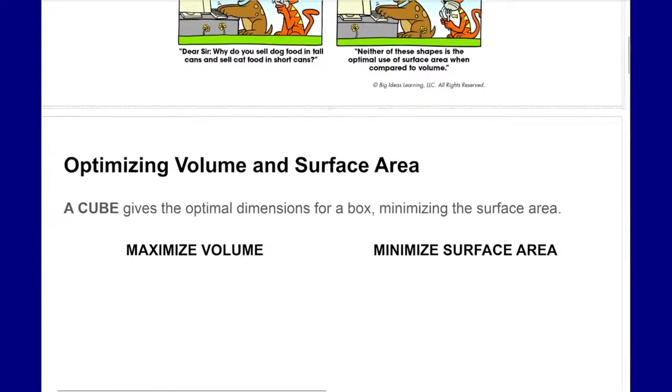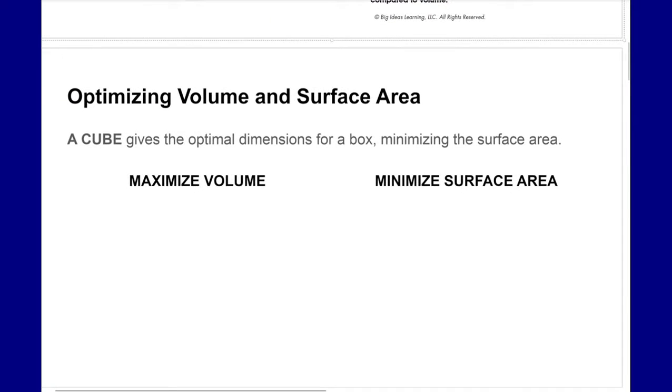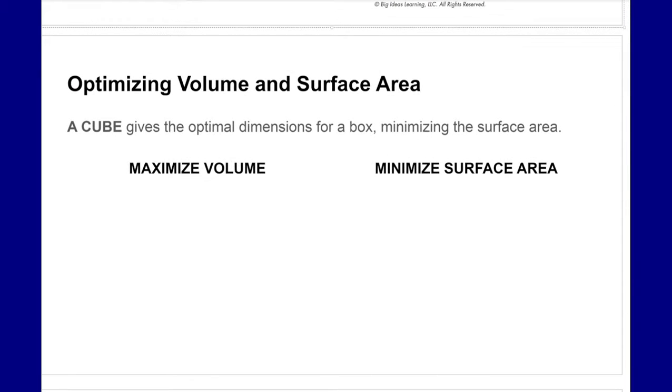Just to start off, when we're trying to optimize volume and surface area, a cube is the three-dimensional object that gives the optimal dimensions for a box, meaning it gives us the most volume while also minimizing the surface area. If you think of package production, you probably want to come up with measurements that give you the most volume, or hold the most, while reducing the amount of materials required to make that object.